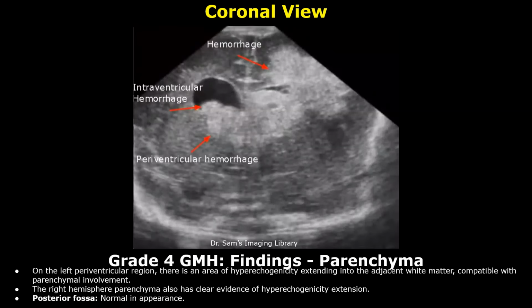Parenchyma. On the left periventricular region, there is an area of hyperechogenicity extending into the adjacent white matter, compatible with parenchymal involvement. The right hemisphere parenchyma also has clear evidence of hyperechogenicity extension. Posterior fossa is normal in appearance.